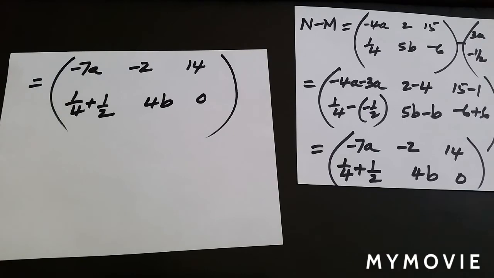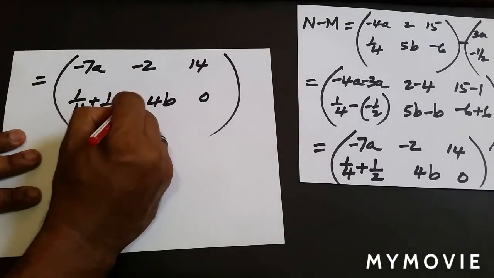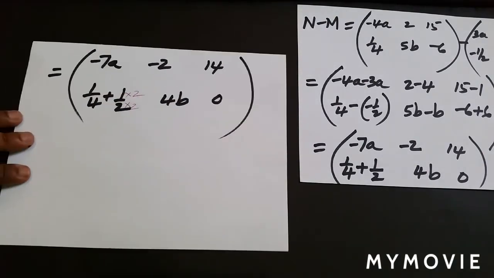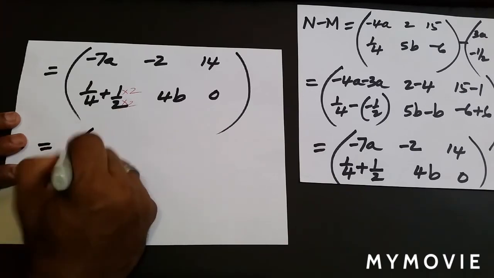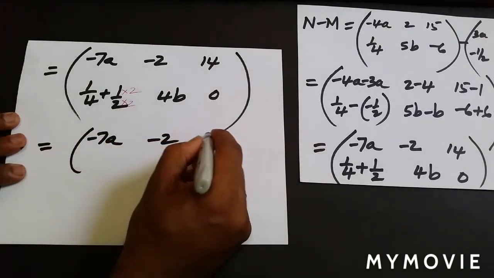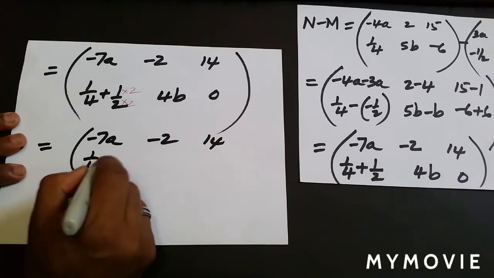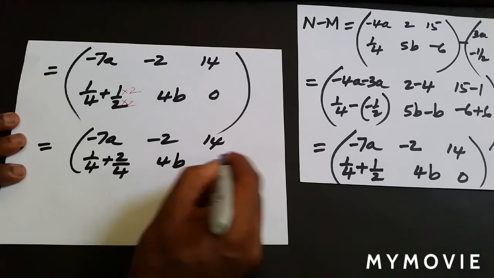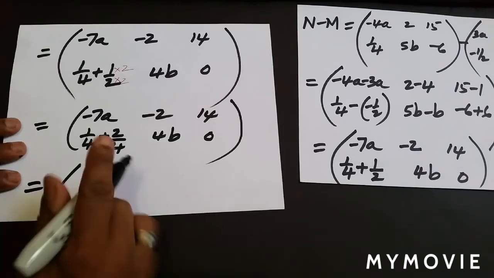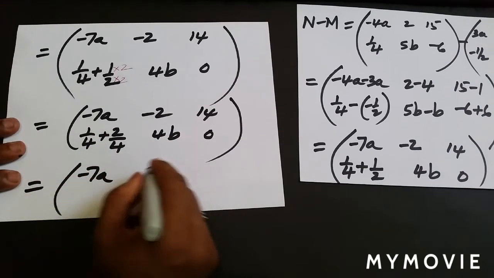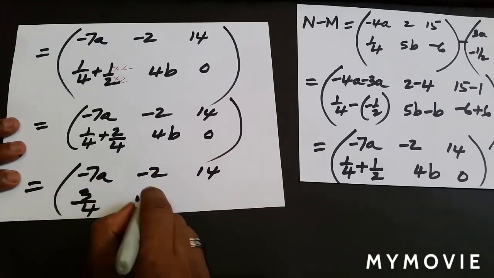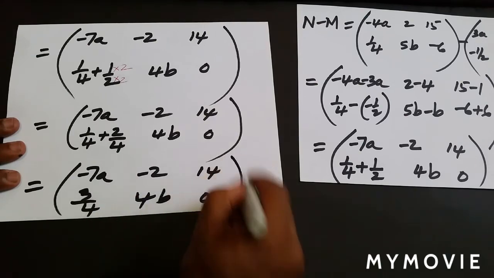And of course, you know, a quarter plus a half is 3/4, but just for emphasis, we can make the denominators the same here. We could go ahead and write the 3/4, that's fine. So what you'd have here is minus 7A, minus 2, 14, a quarter plus 2 over 4, 4B and 0, and equal to, final answer, minus 7A, minus 2, 14, 3 over 4, 4B, and 0.